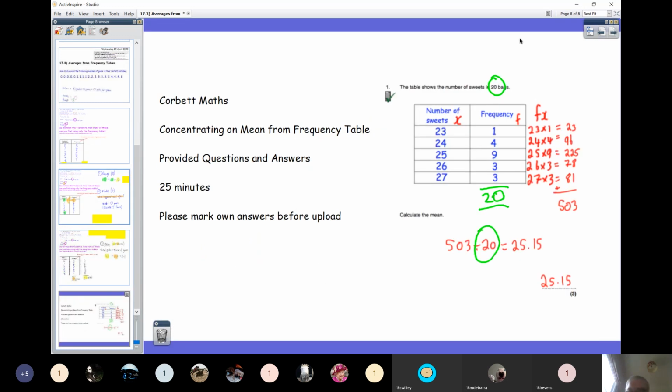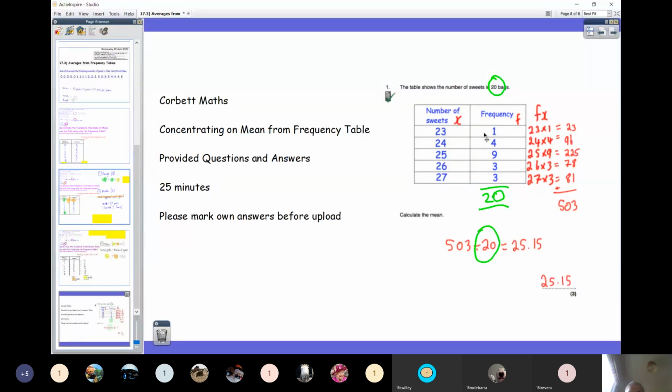So this is the first question that cropped up, okay? What he's chosen to do is call the number of sweets here, like the number of goals scored, X. I don't mind if you don't do that. And the frequencies he's calling F, that's fine, so don't overly worry about that labelling. And then FX just means F times X.